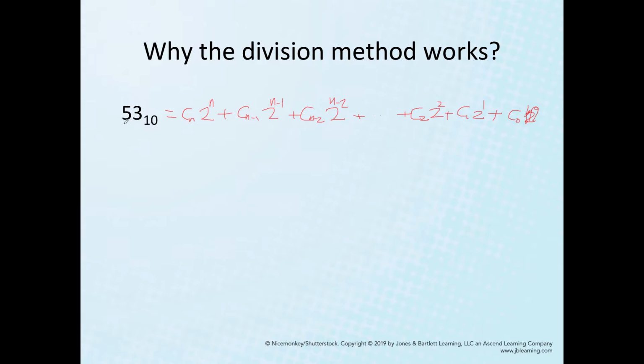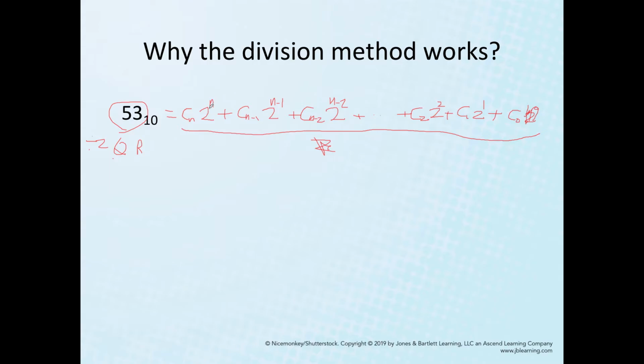So the division method is we divide the number by 2 and then take a quotient and remainder. So remember that: divide it by 2 and then take a quotient and remainder separately. If we divide the 53 by 2, then effectively what we do is divide this series by 2. And from algebra, we know that dividing by 2 is equivalent to simply decreasing the exponents one by one.